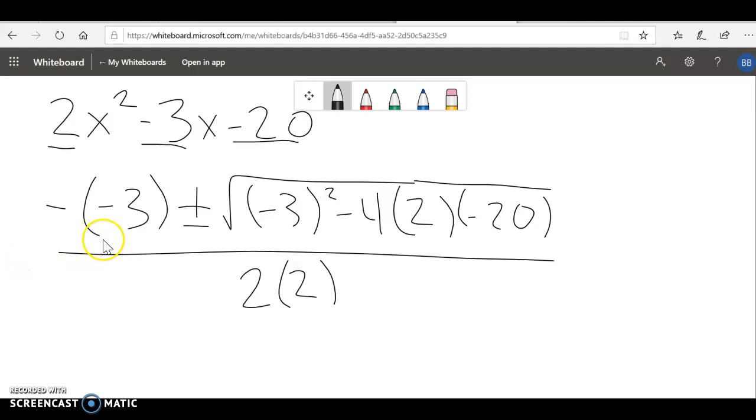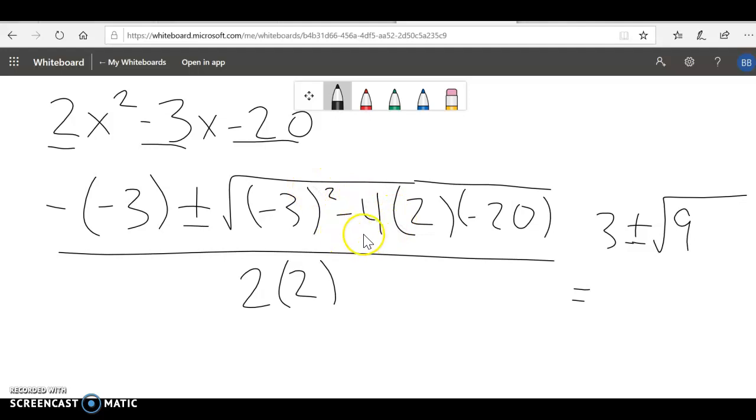So the first step you're going to do is this part. The opposite of -3 is a 3. And then when you type this in, you have to be very careful. When you type it in your calculator, you need to have it in parentheses. So you're going to go parentheses -3 parentheses squared. It's going to give you a 9. -3 squared is 9.